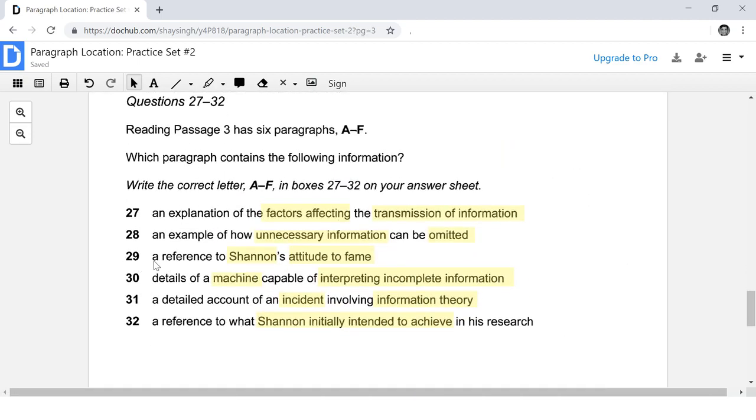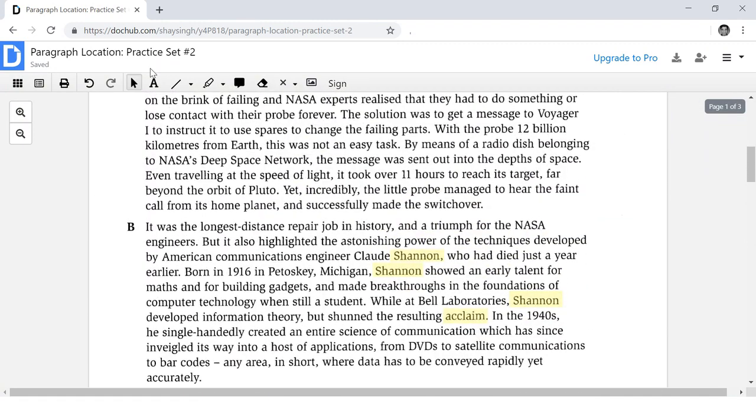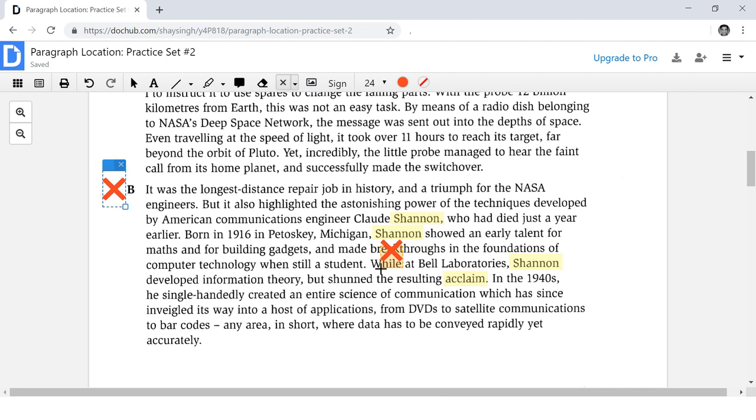So here, question number 29 is talking about a reference to Shannon's attitude to fame. Okay, so the answer for question number 29 is going to be B. We already know now Shannon's attitude to fame, which was that he didn't want it, he rejected it. I'm going to go ahead and put a cross next to this paragraph B, just so we know that we've already used this paragraph, so then we don't have to scan this paragraph again when we are looking for our other keywords.